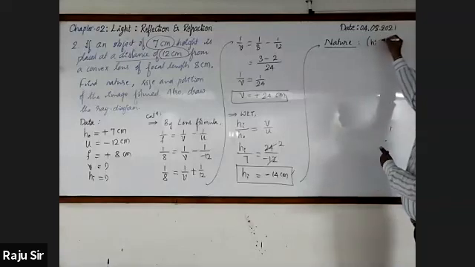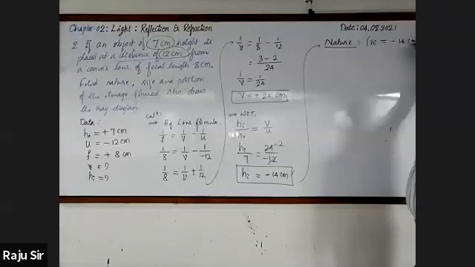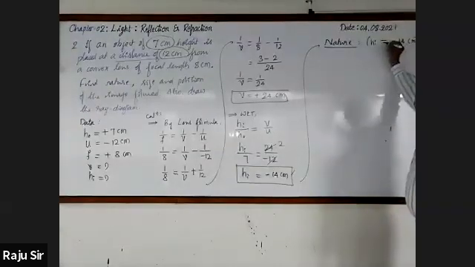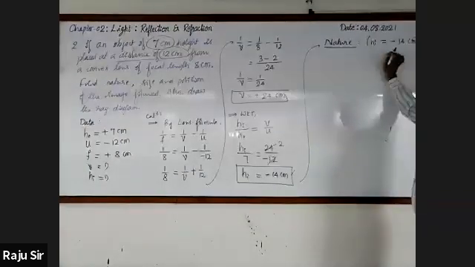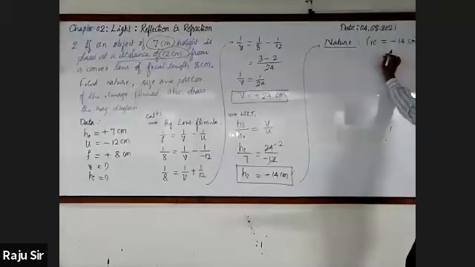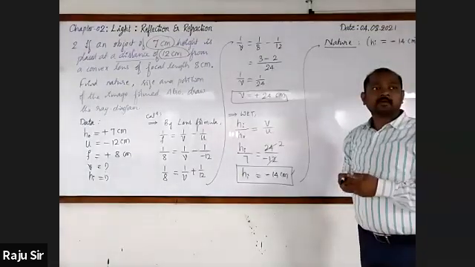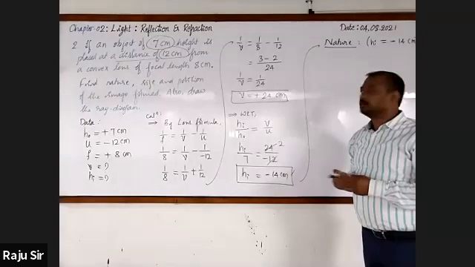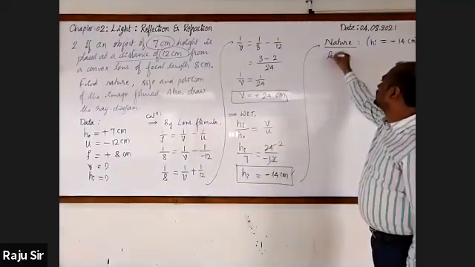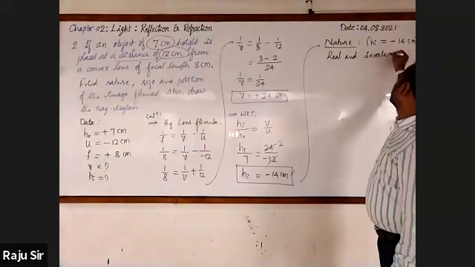For reference, h_i is equal to minus 14 centimeter. Here the negative sign indicates inverted. Therefore, it is formed on the screen. As it is formed on the screen, it is real. Even though the magnification is negative, it is formed on the screen. Are you following? Nature is real and inverted.